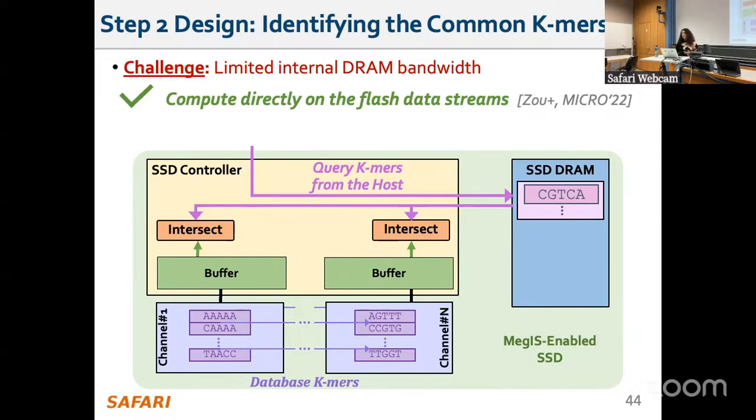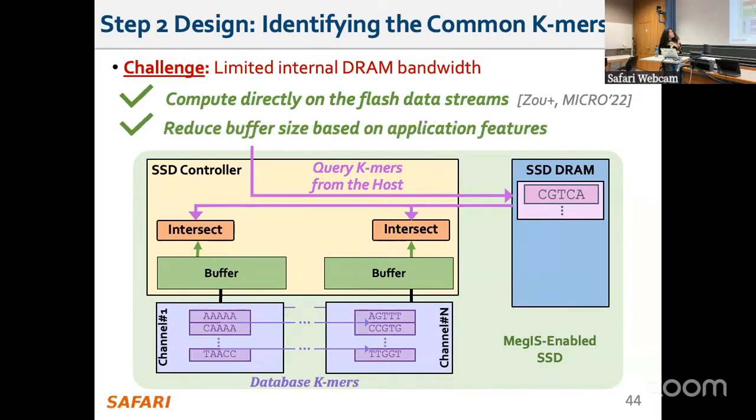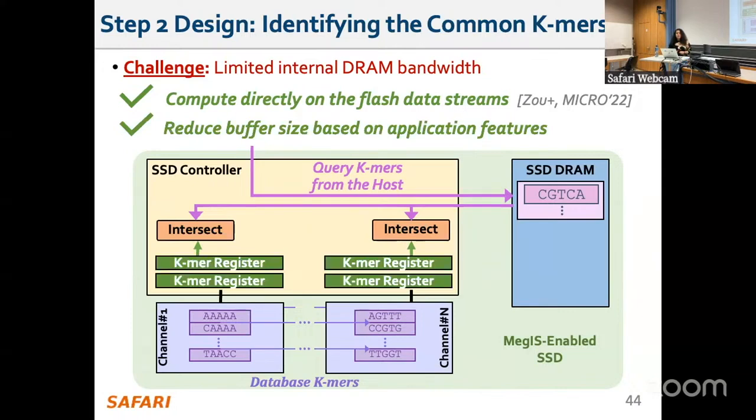So by leveraging key features of this step in the metagenomic analysis and how the exact access patterns work, we managed to design the hardware such that we can reduce the buffer sizes based on these application features. So we only need 2 small k-mer registers per each channel. So that actually enables going over that really large database to find all the k-mer intersections with minimum hardware cost. Also, again, I invite you to check the paper to see why only these 2 registers would enable us to buffer enough data so that we can access the data efficiently for these intersection units.